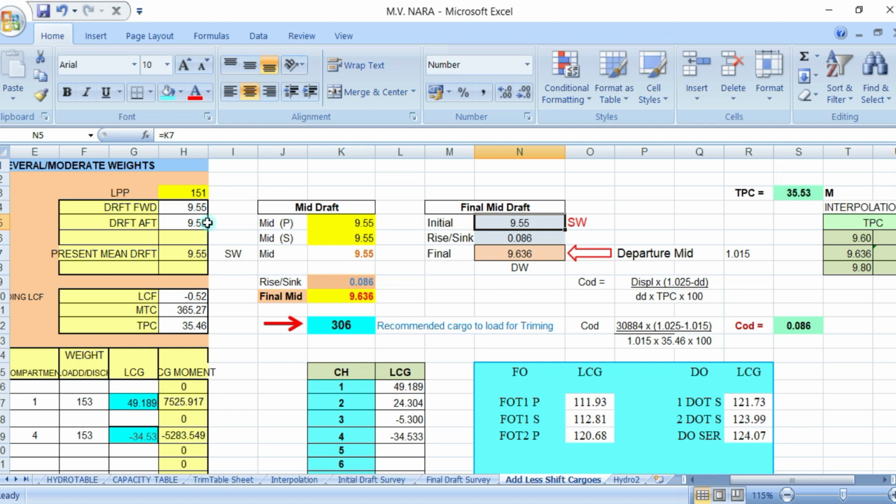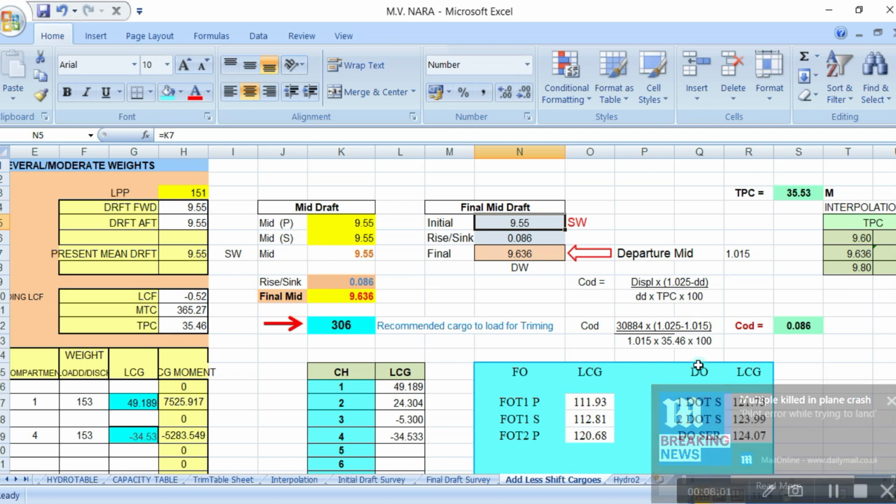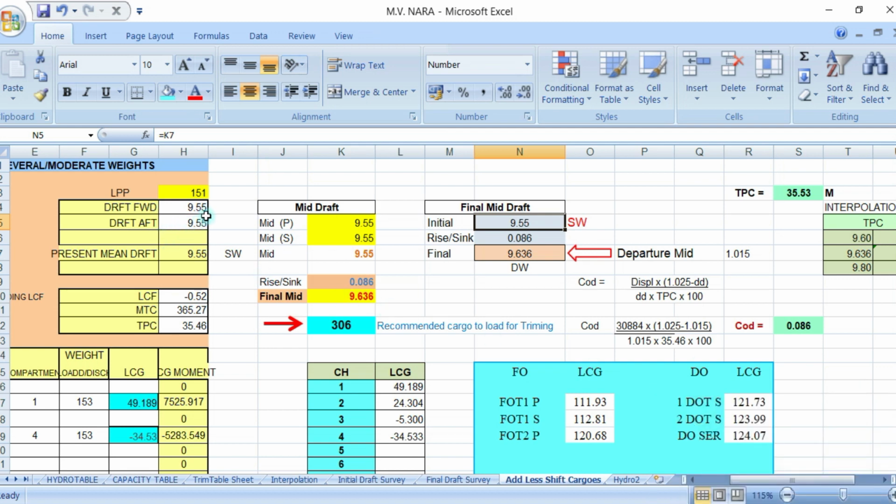For example, you're at berth and you are loading to reach this summer draft of 9.636 maximum draft. Once the loading has reached 9.55 forward and aft, even keel at your present draft, the foreman says, Chief, we have already reached the trimming draft, so let's go around the vessel and check.